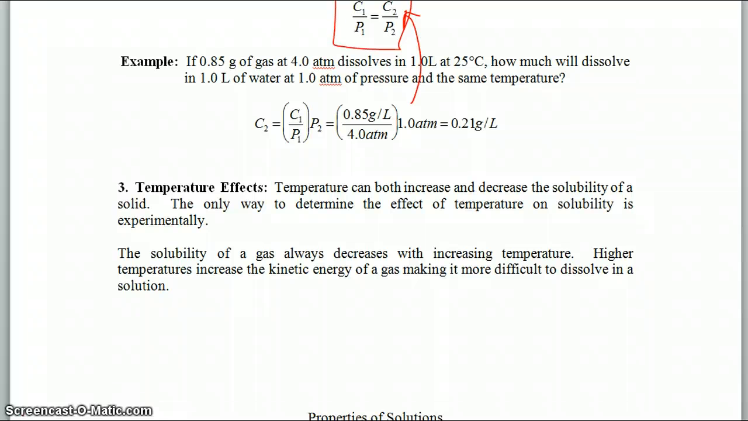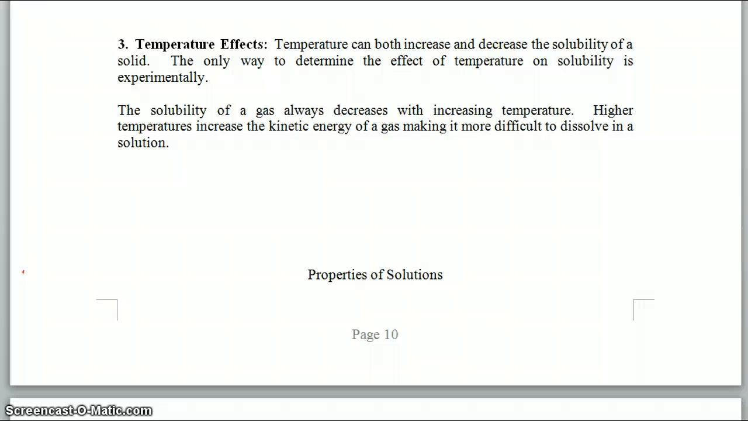Okay, and then the final thing is the temperature effect on solubility. For a solid, the temperature might increase or decrease the solubility. It has to be experimentally determined. However, the solubility of a gas is always decreased as you increase the temperature. So make sure you understand that. It's not a direct relationship.